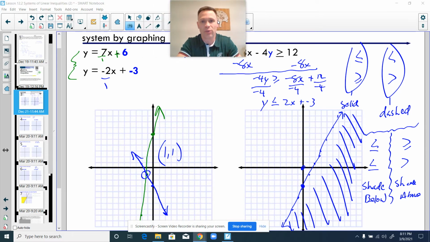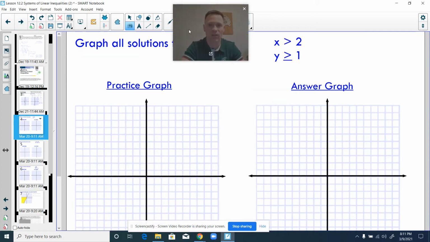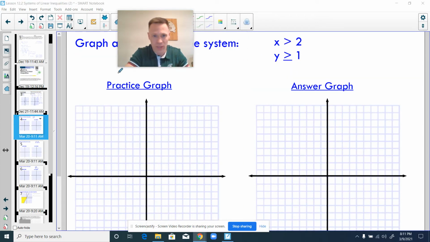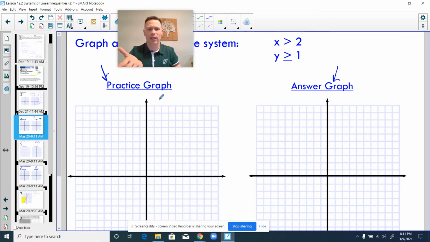Now I think we're ready to do some system work. So we're going to start off kind of easy. And in your notes, you have practice graphs and then you have answer graphs. You're going to see what I mean by wanting to use a practice graph just through the example. So I'll explain it as we get there.